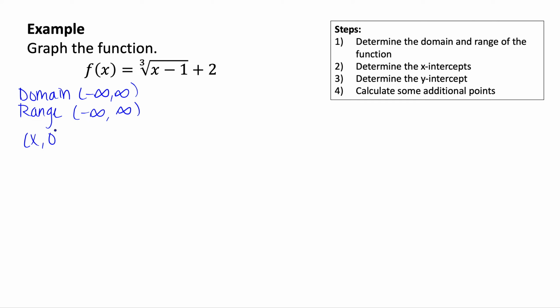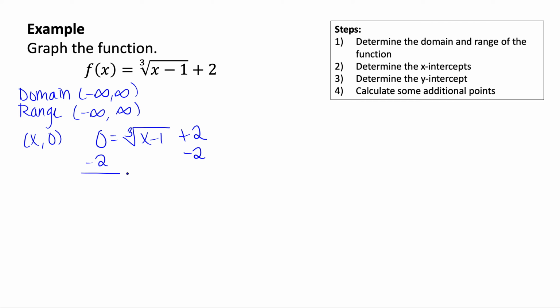The x-intercepts will be where y equals 0, right? X-intercepts have the form (x, 0), so we're going to plug in 0 for y. Remember that f(x) is y, so we have 0 equals the cube root of x minus 1, plus 2. Now we need to solve this equation for x. This is like what we did in the previous lesson when we were solving cube root equations. So we're going to isolate the radical, right?